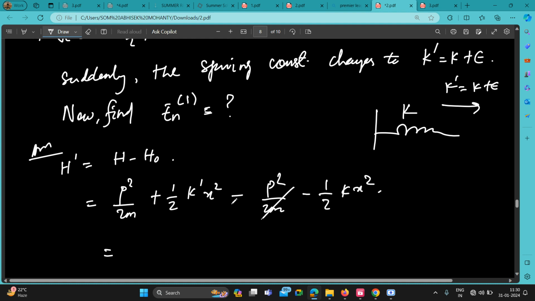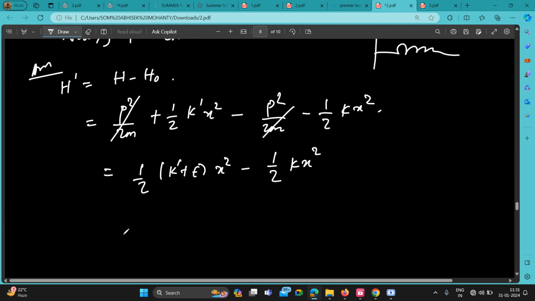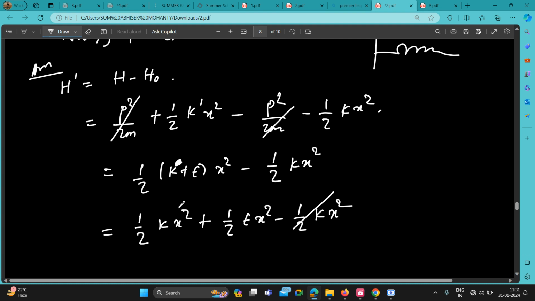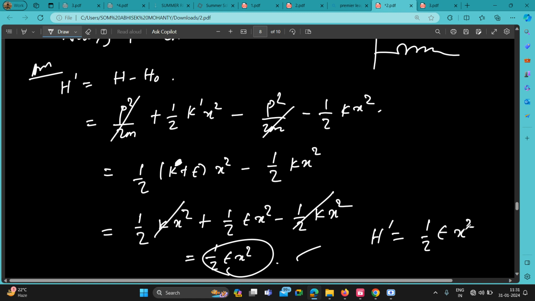So this is cancelled. Half k plus epsilon x square minus half k x square. Okay, is that alright? So k dash is k plus epsilon, so half k x square plus half epsilon x square minus half k x square. These two are cancelled. So half epsilon x square. Half epsilon x square is a what? This is a perturbation. H dash is equal to half epsilon x square.